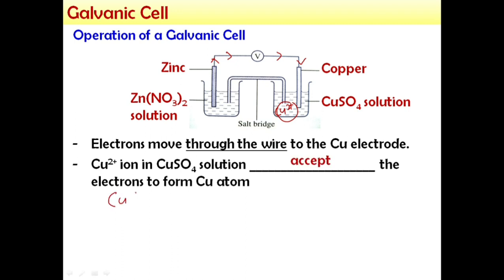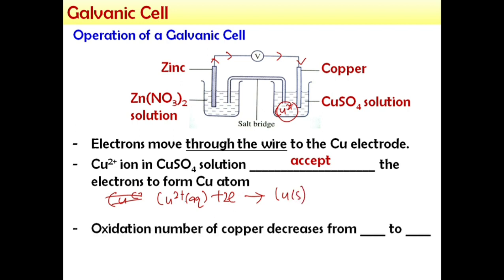So reaction yang terlibat, Cu2+ aqueous accept 2 electron, produce Cu solid. Daripada equation ini kita boleh nampak oxidation number decrease from positive 2 to 0. Okay. Kalau oxidation number berkurang, apa proses yang berlaku?